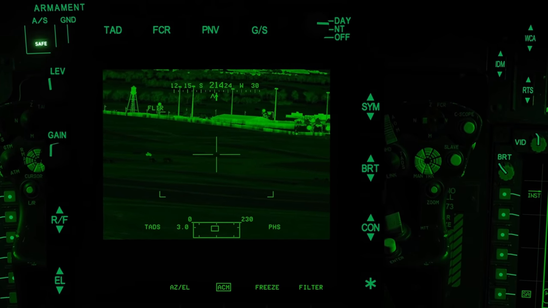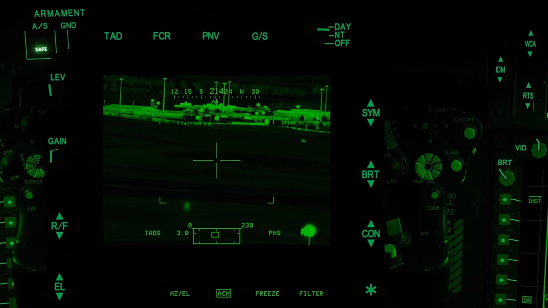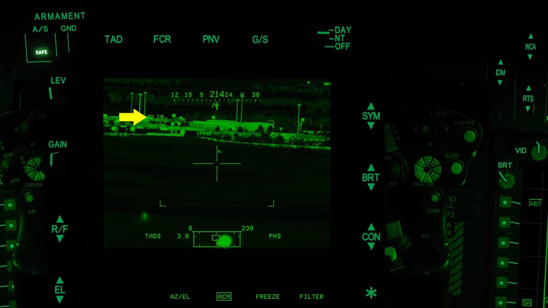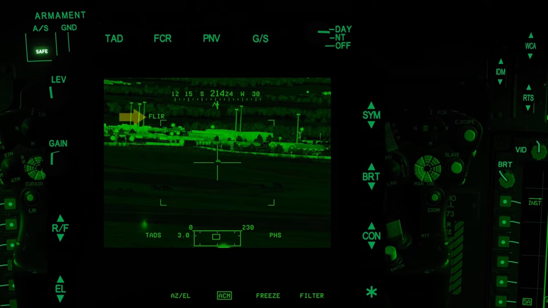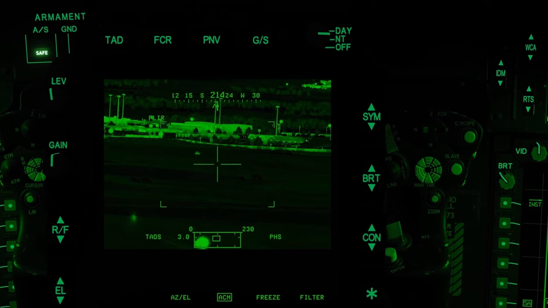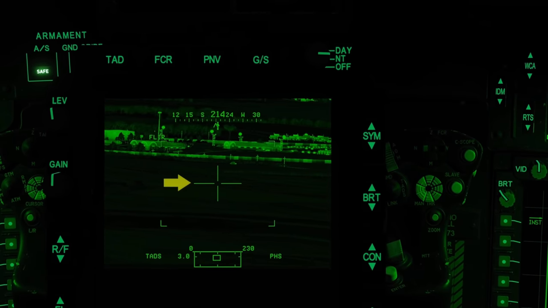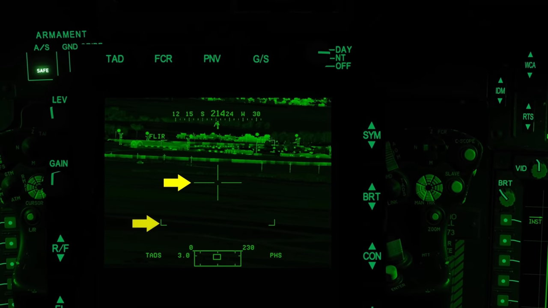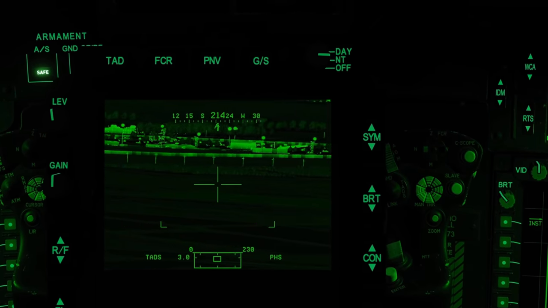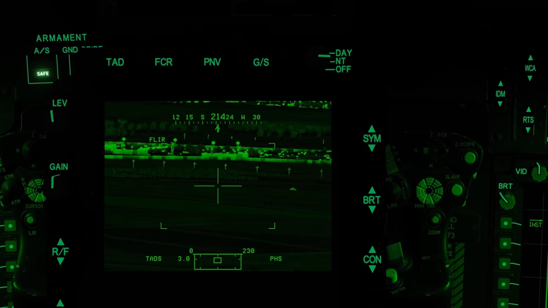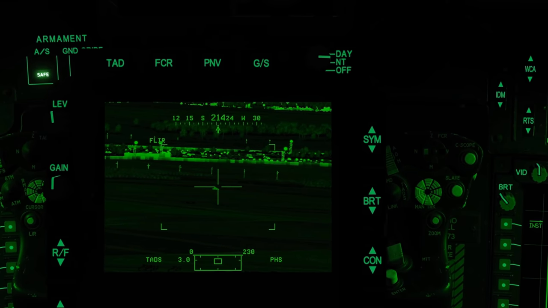Another popular technique, certainly one that I used, is essentially to cheat the system. Put the TADS into sight mode, and then have your helmet set as the acquisition source. So essentially it's set as a sight and you're using it almost like a sensor, and it's just tracking your head movement.